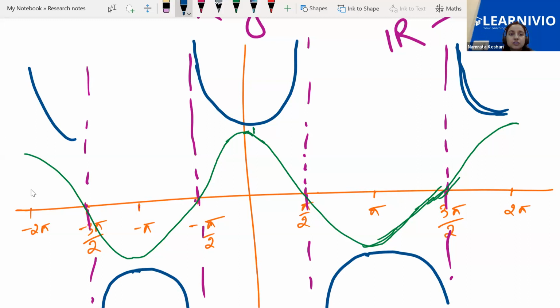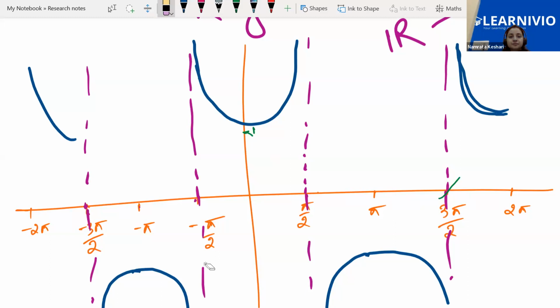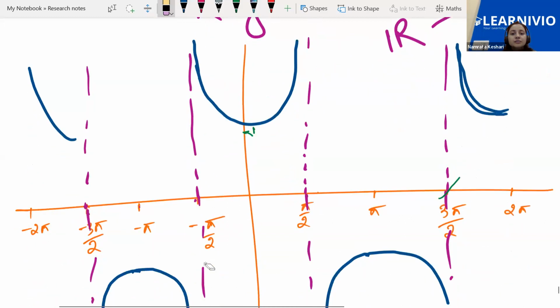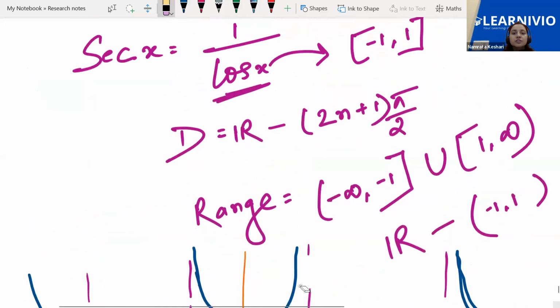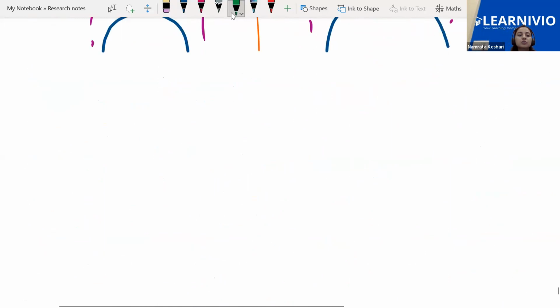Let's remove this green color line, which is cos theta's graph. We don't need to keep it over here. And this is how you will see the graph of the second function. Getting it? Getting it? Ali and Alina? Yes. Okay. Domain and range we have already discussed. Now let me quickly write all the functions, domain and range.